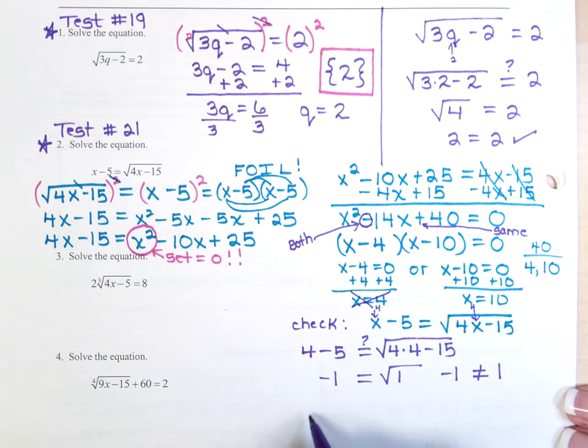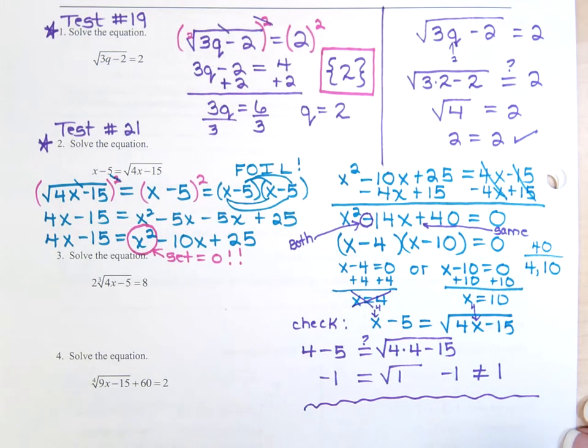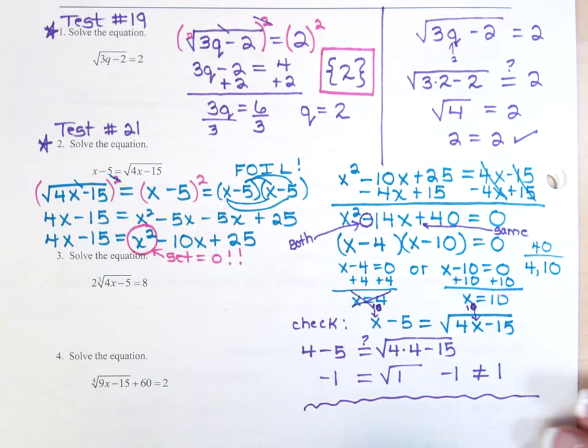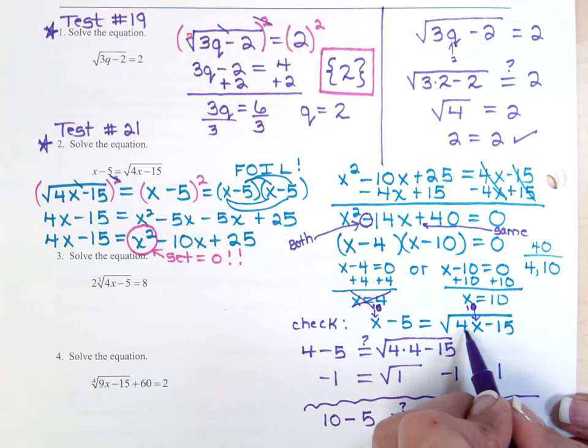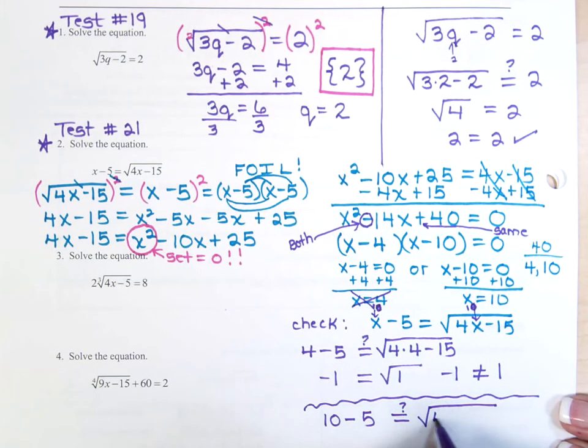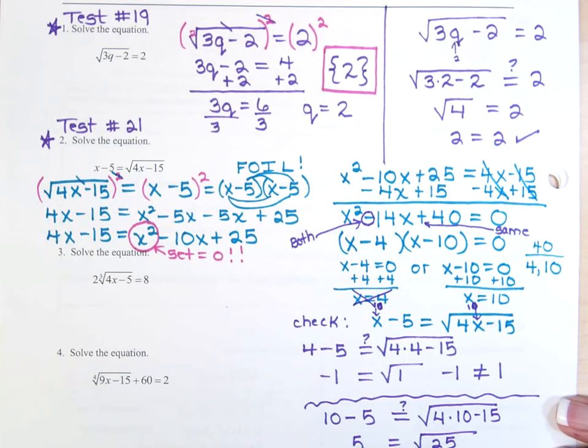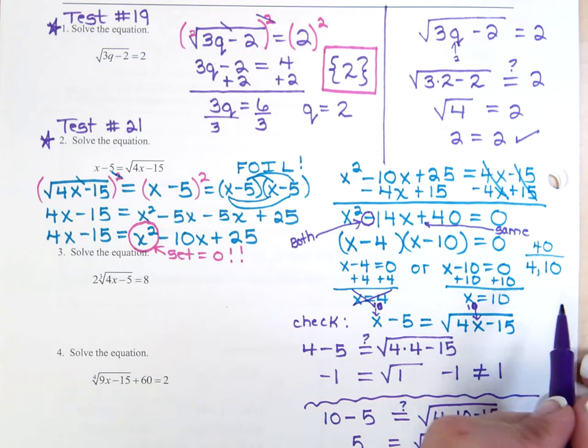Therefore, 4 is an extraneous solution. Now we have to put 10 in. So let's change these 4's to a 10. So 10 minus 5. Does that equal the square root of 4 times 10 minus 15? 10 minus 5 is 5. 40 minus 15 is 25, and the square root of 25 is 5. Is that a true statement? Ding, ding, ding. Yes, it is. That means that 10 is our one and only solution.